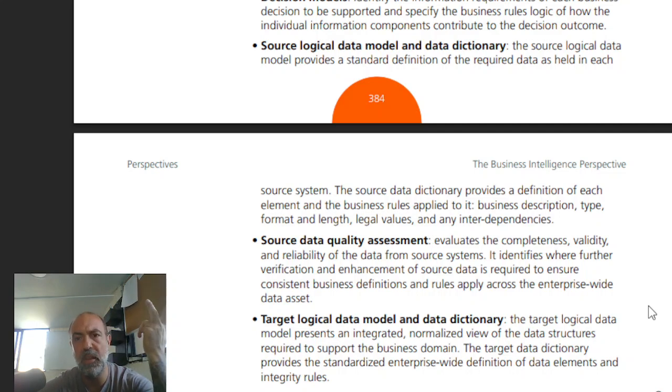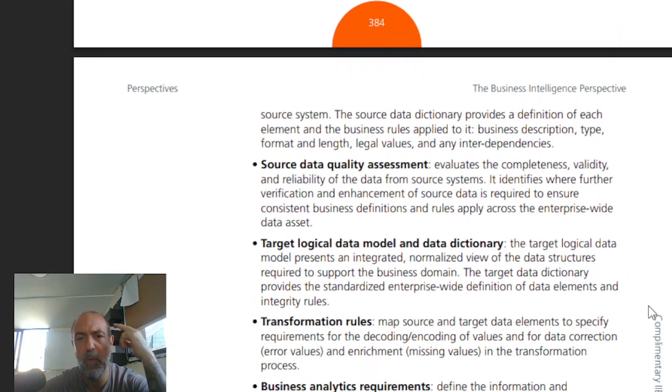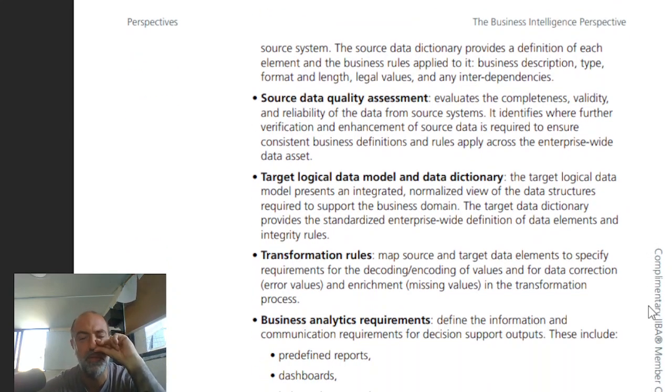All right, so we make the data model and we make the data dictionary. We also make the data quality assessment. We evaluate the completeness, validity, and reliability of the data from source systems. It identifies where further verification is needed. Remember, we're still talking around the business intelligence perspective. So what we're designing is the engine that receives data and pushes data out.